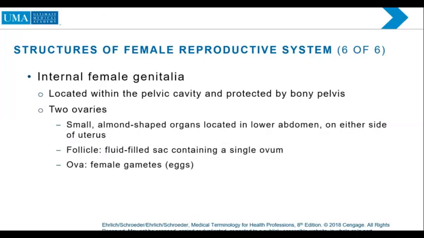For our internal female genitalia, these are located within the pelvic cavity and protected by the bony pelvis. You have two ovaries. They're small almond-shaped organs located in the lower abdomen on either side of the uterus. The follicle is a fluid-filled sac containing a single ovum, and the ova are the female gametes or eggs.